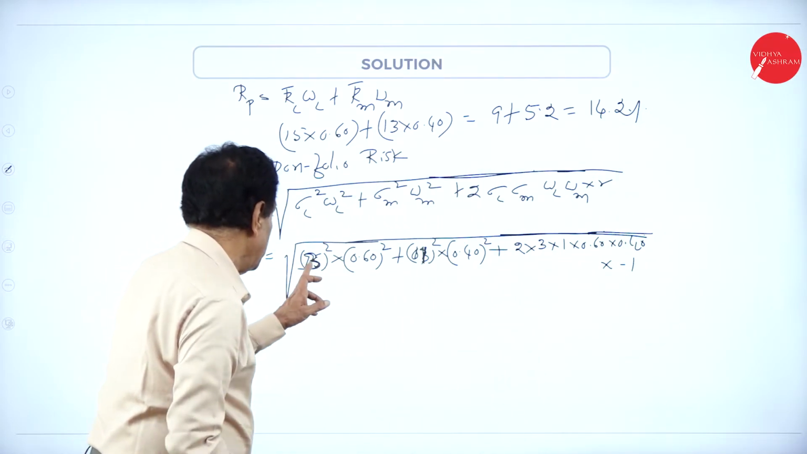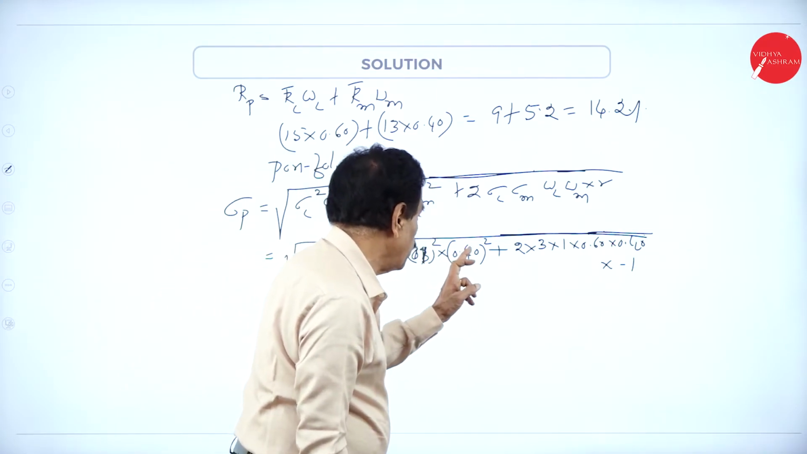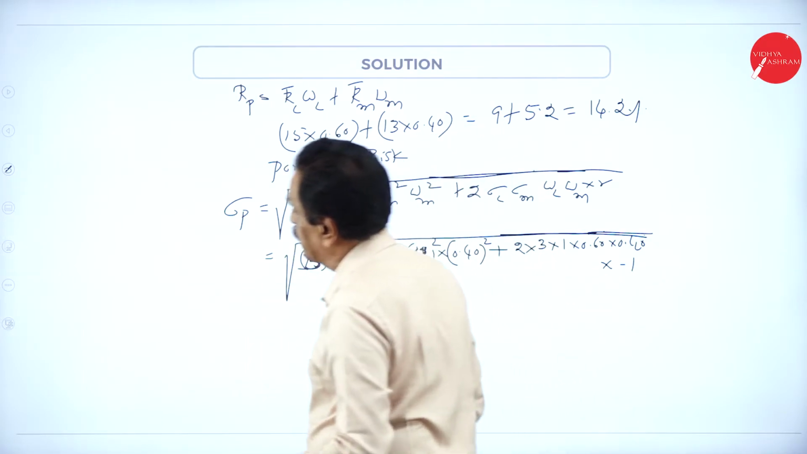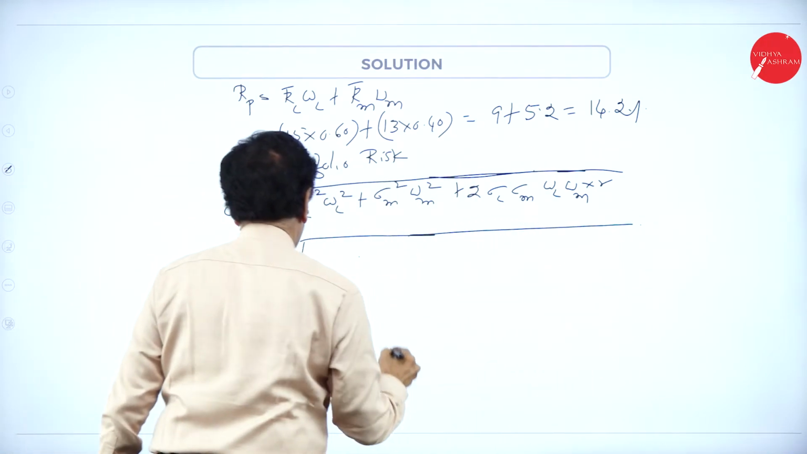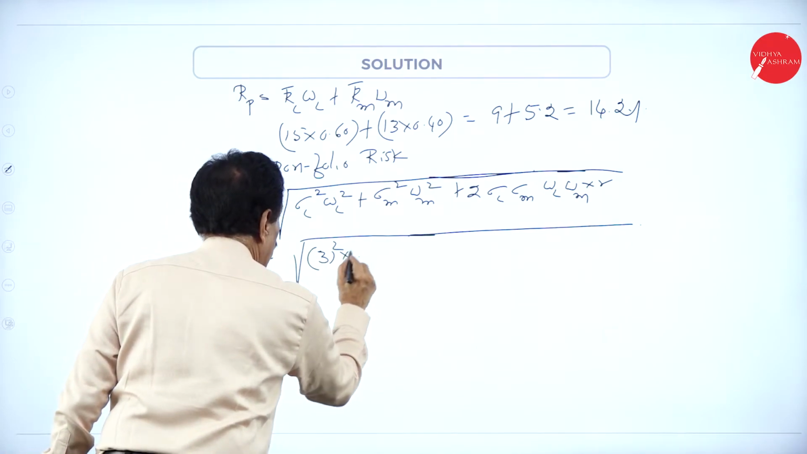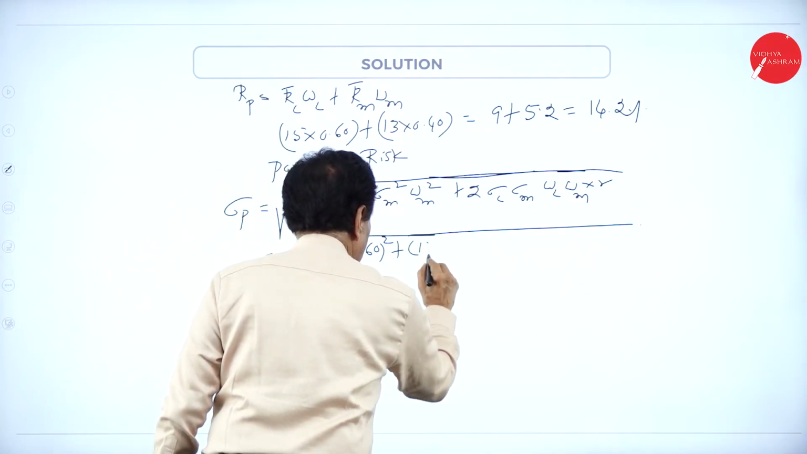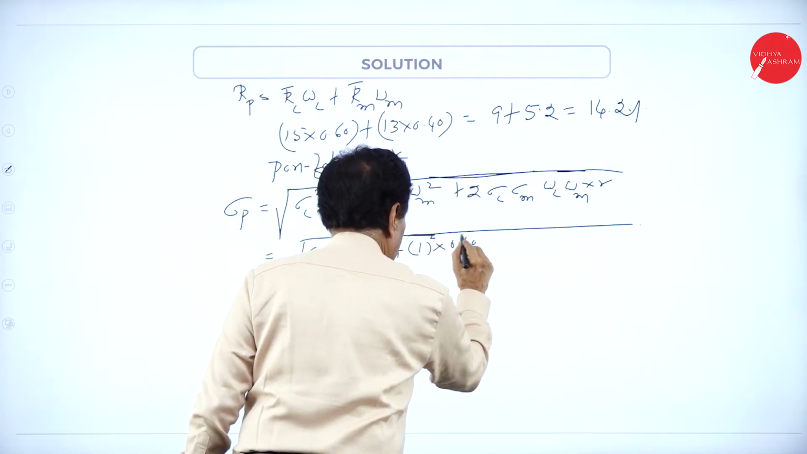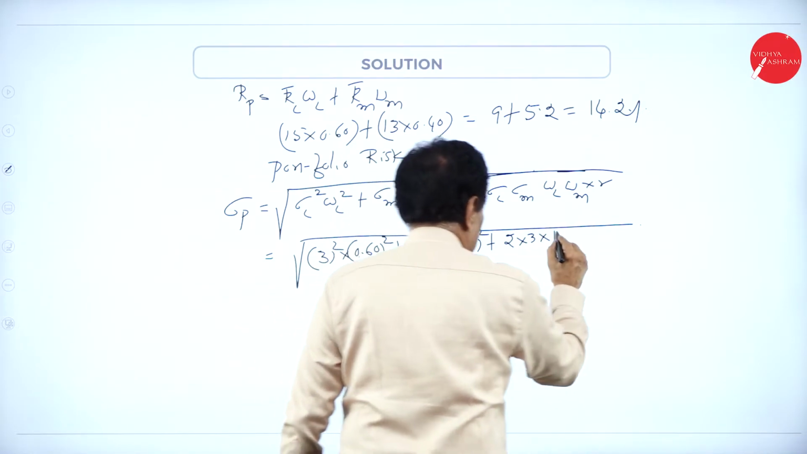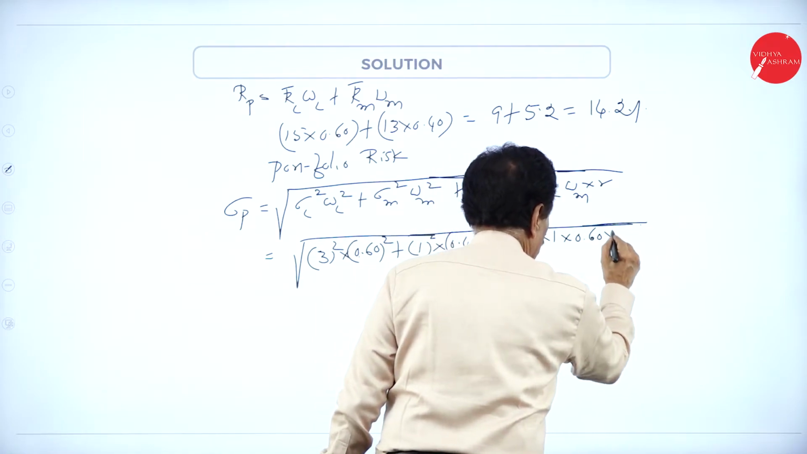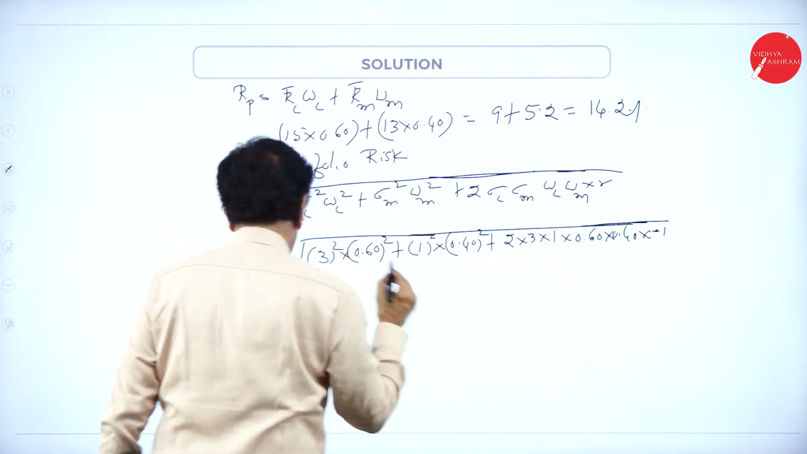Your correlation is considered. Slowly we have to read. I will repeat. This is standard deviation 3 square, 0.60 whole square, 0.4 square. Here, if you want, you can go like this. So slowly we can go. What's your standard deviation? 3 square into 0.6 square. Standard deviation M is 1 square into 0.4 square plus 2 into 3 into 1 into 0.60 into 0.40 into R. This is minus 1. Simplify this.